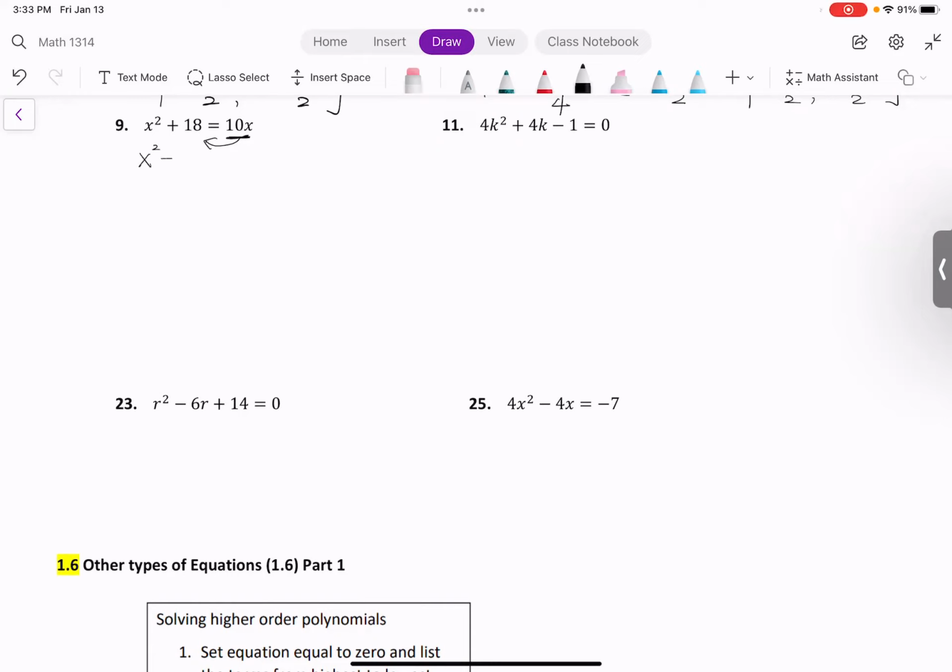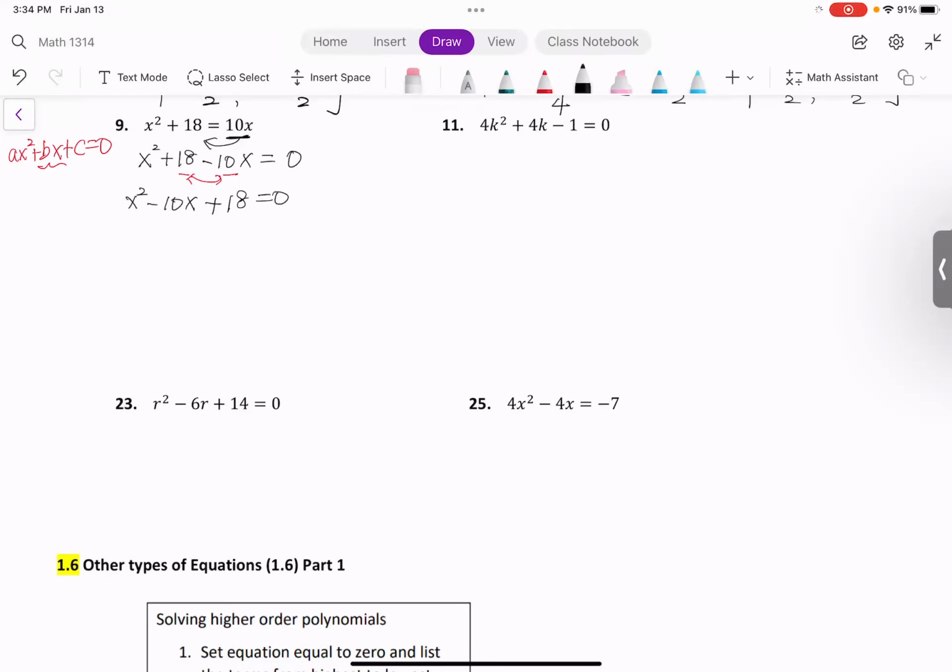So x squared plus 18 minus 10x equals 0. Is this the standard form? The standard form is ax squared plus bx plus c equals 0. No, the middle term must be the bx. Now the middle term is 18. We need to switch the position of these two. So we have x squared minus 10x plus 18 equals 0.